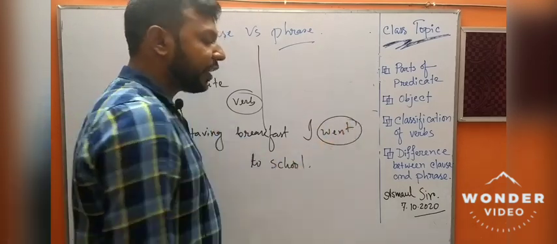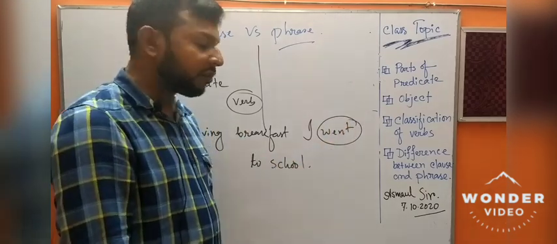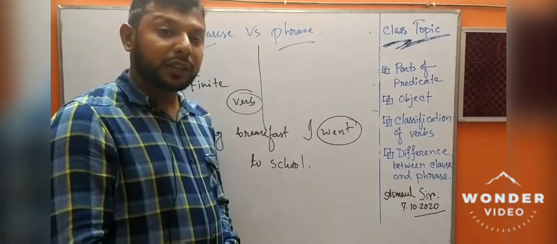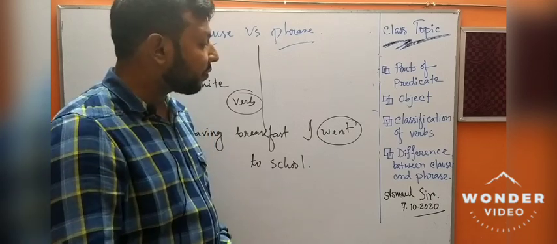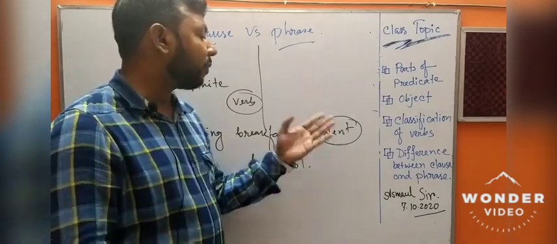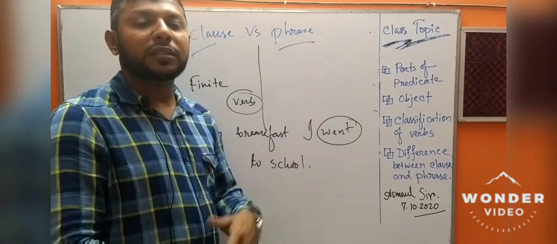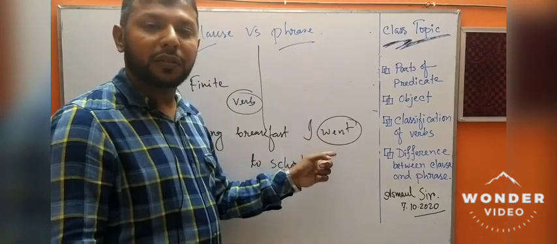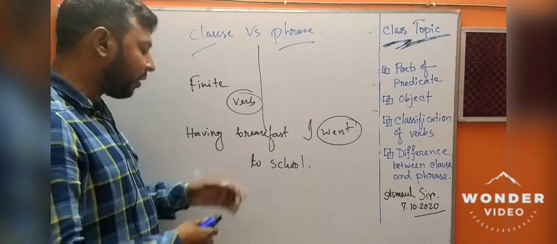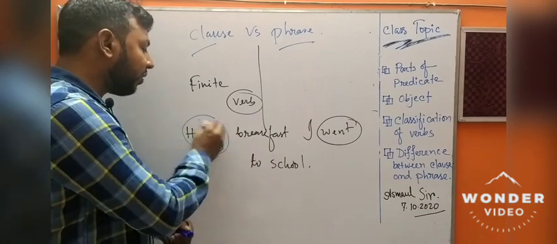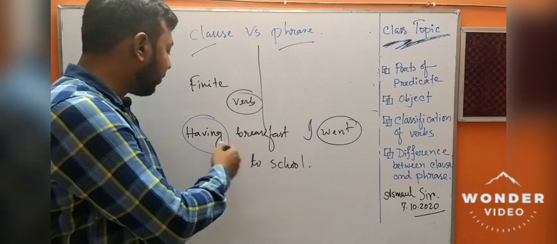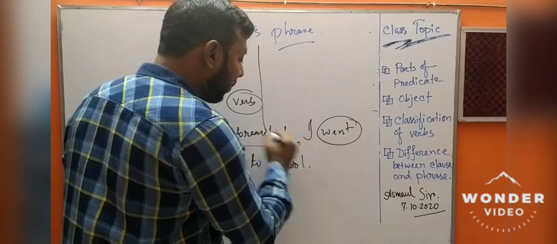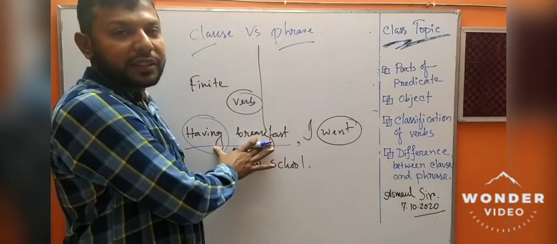Here the word went is a finite verb. What is a finite verb? A finite verb depends on the 12 structures of tense. The verb which is used in the 12 structures of tense is called a finite verb. In that sense, it is past indefinite, that's why it is a finite verb. But in having breakfast, the word having is non-finite. It is a participle. So what is having breakfast? If I set a comma here, having breakfast is a phrase.